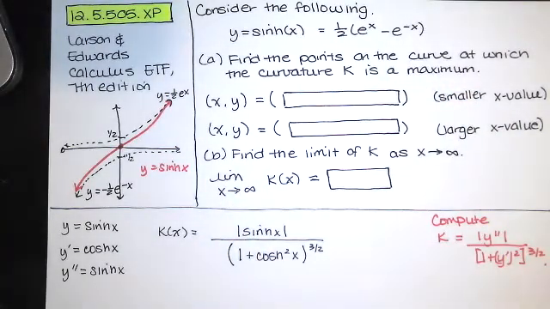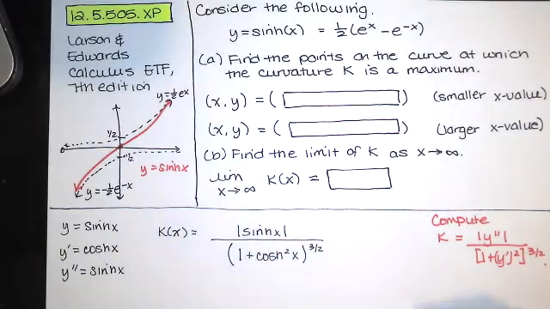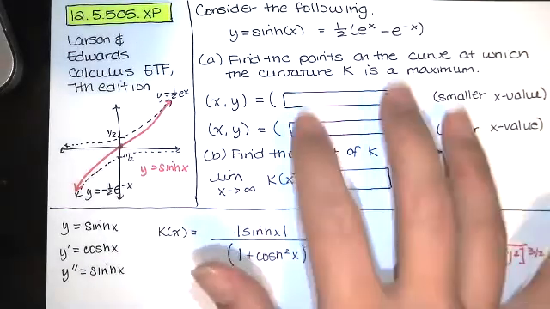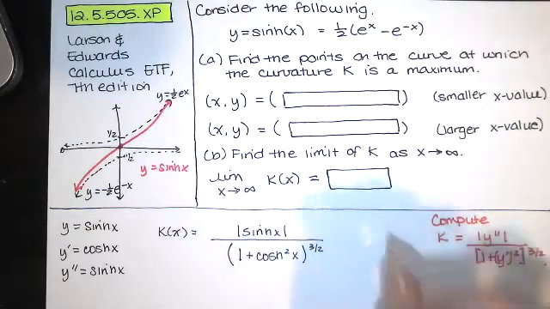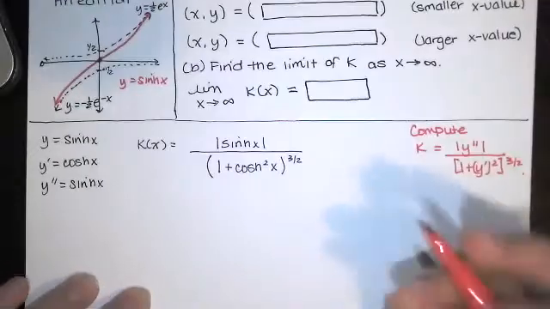So let me back up before we talk about how we rewrite this so it's easier to take the derivative. Let's focus on the question. The question says, find the points on the curve at which the curvature is a maximum. In order to find the maximum curvature, we're going to use the first derivative test from Calculus 1.